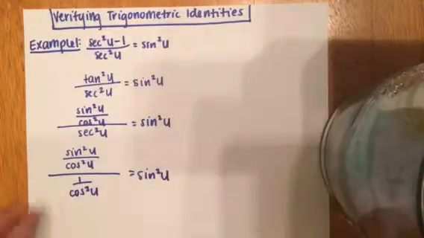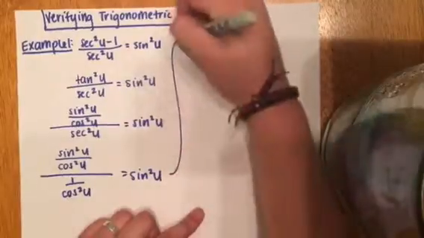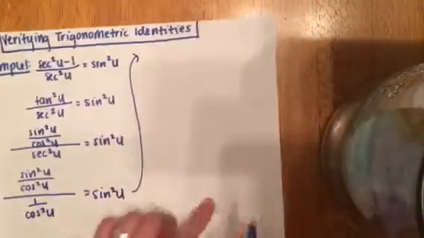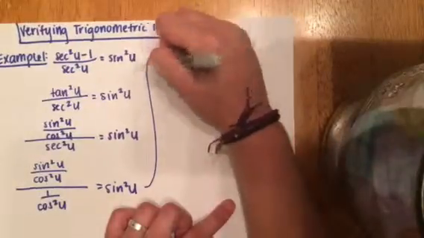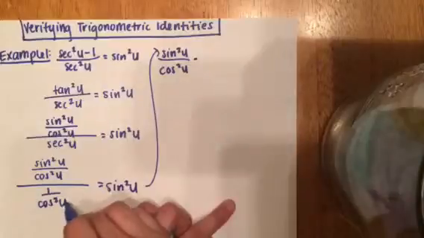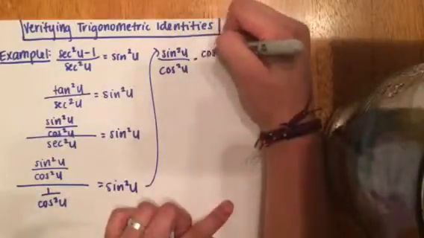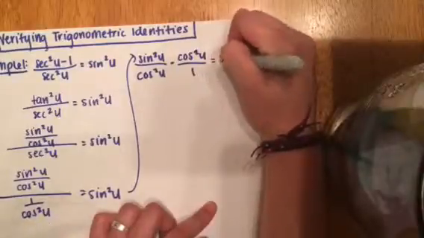So now we're going to want to multiply these two fractions, and we can do that by doing keep, change, flip. So I'm just going to move this up here. So you're going to have sine squared of u over cosine squared of u times, flip this bottom equation, cosine squared of u over 1. And this still equals sine squared of u.